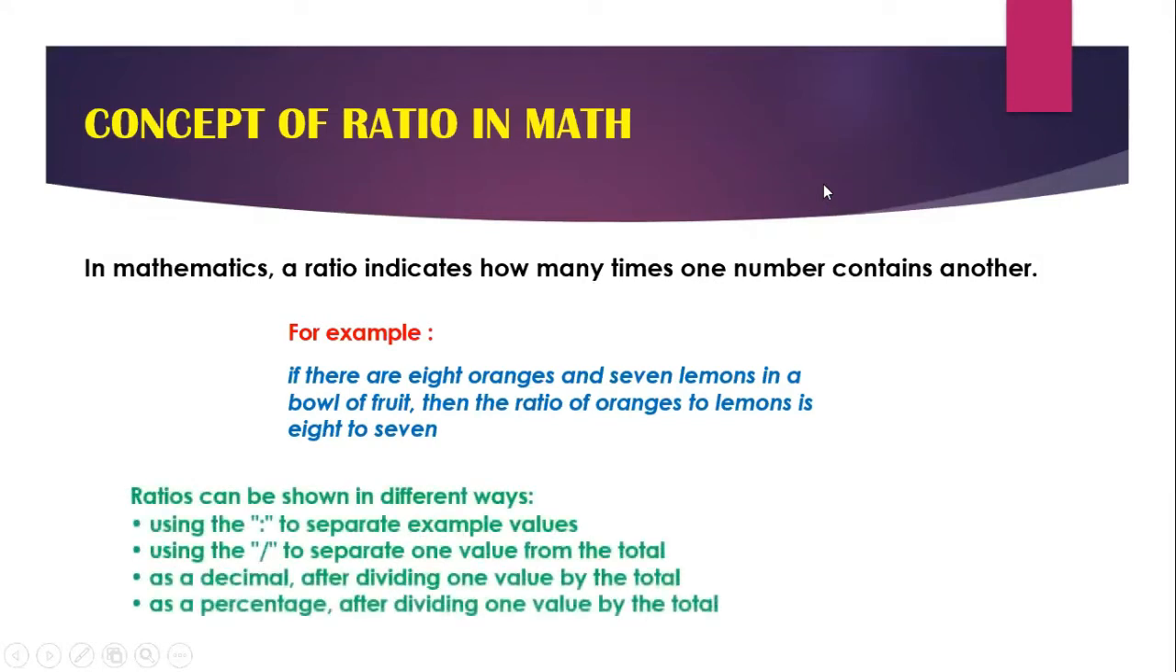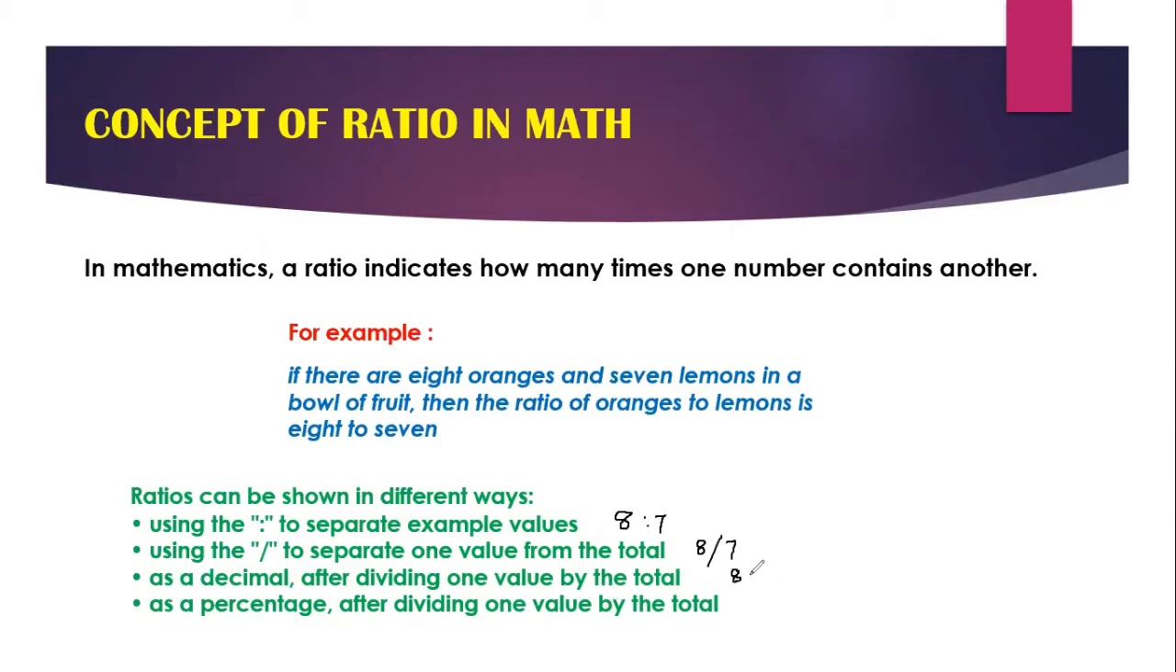Ratios can be shown in different ways. Using "to" to separate example values. Okay, so that's very easy, right? So based on the example, you can write that 8 to 7. Next, using the slash to separate one value from the total. So we can write it 8/7.